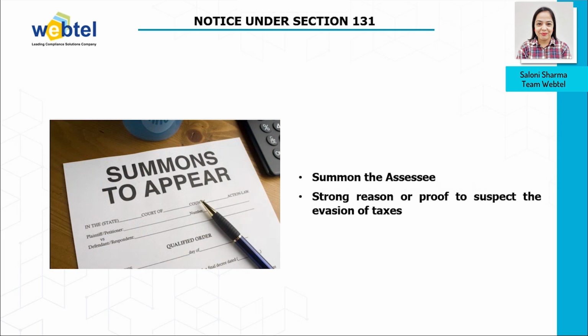Then comes the notice under section 131. The income tax officer can summon the assessee in person under section 131 by sending him a notice. If the assessing officer has a strong reason or proof to suspect the evasion of the taxes or unreported incomes, he or she can send a notice to the assessees asking them to be present in person.